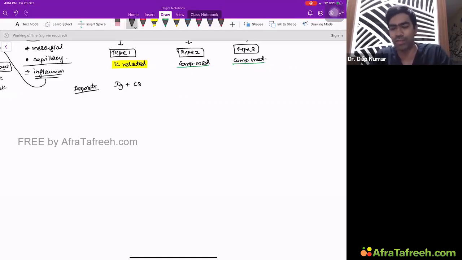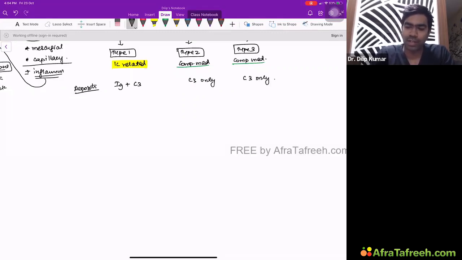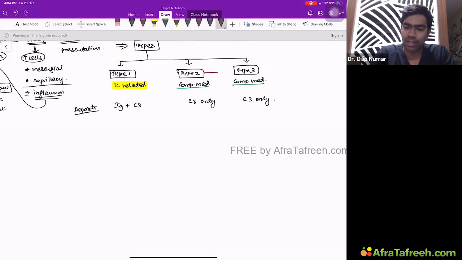IgA and IgM deposits along with C3 will be there. On the other hand, type 3 and type 2 will have only C3 deposit. They won't have any other immunoglobulins at all. It's C3 only. And that is the reason why type 2 and type 3 in certain textbooks are also referred to as C3 glomerulonephritis.